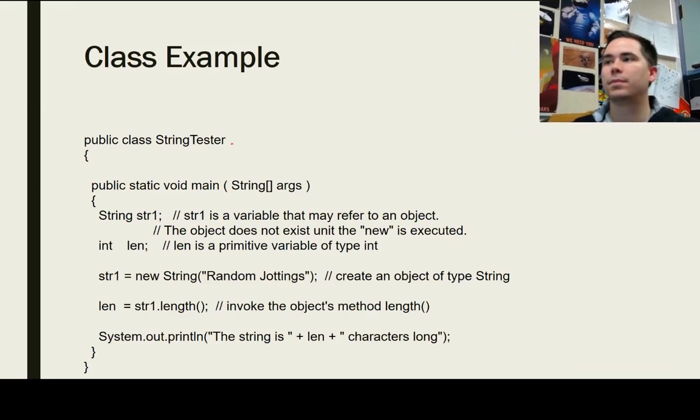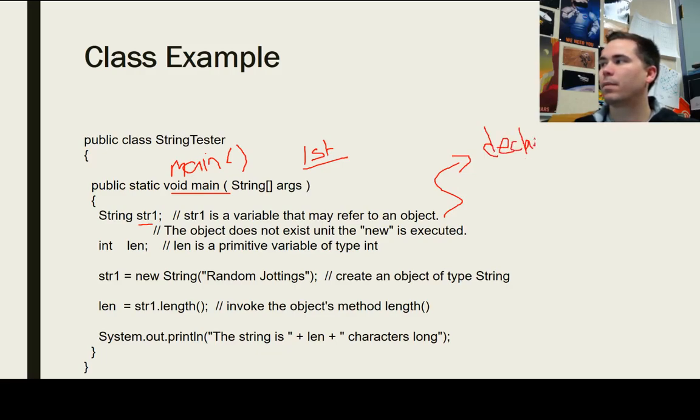This is a class example in Java, so public class StringTester. We have our main method right here. This is the first method run. We have our string, we're calling it string1. This is a variable that may refer to an object. What is this called? This is where you declare. So you've declared that variable. The object doesn't exist until the new is executed.